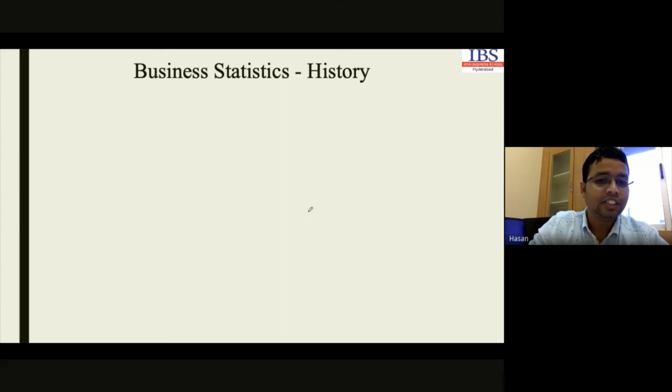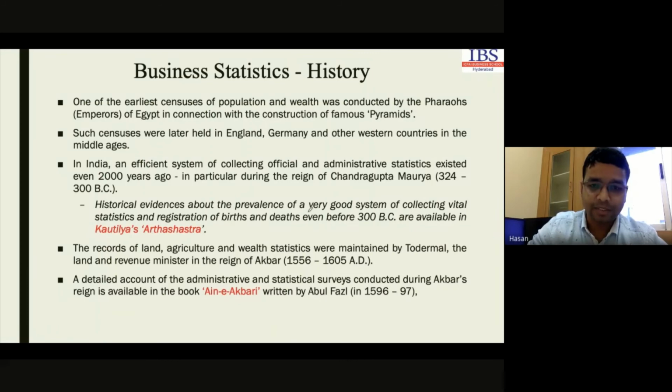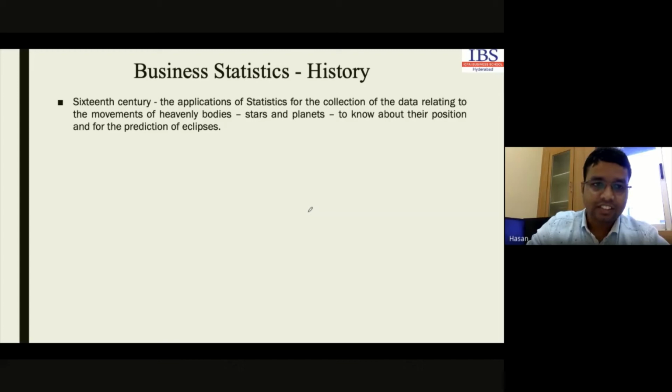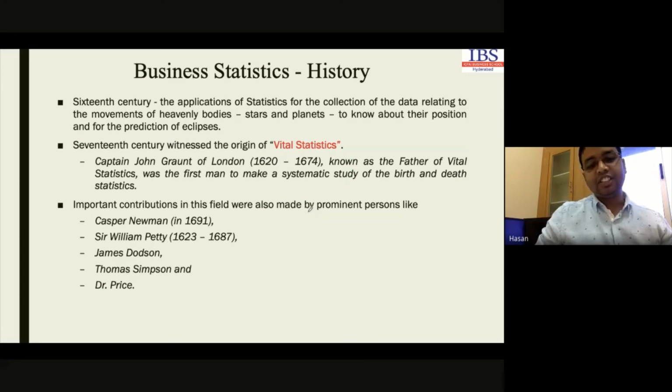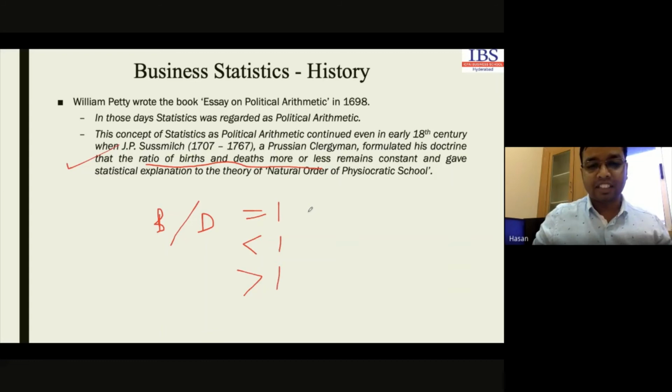And these are the Mughal era, right? Akbar's Mughal era. After that, in the 16th century, then the 17th century, step by step. After the 17th and 18th centuries, the term became popular and was used beyond birth and death statistics by the German clergyman J.P. Süssmilch. He used this for the first time. After his application of statistics, it became very popular and was applied in different fields. So the history of statistics stops here.